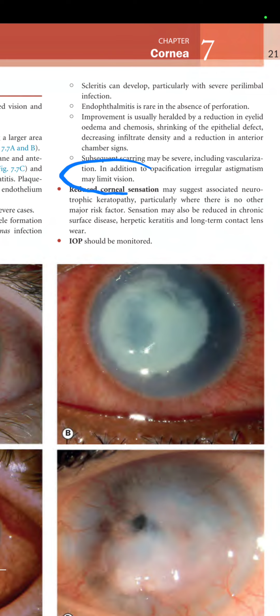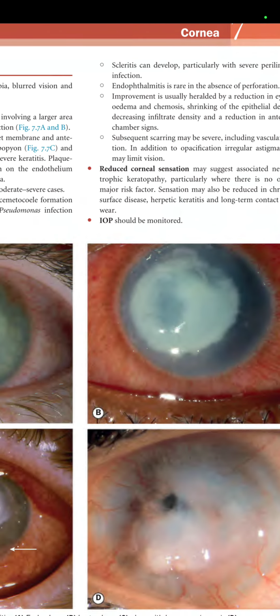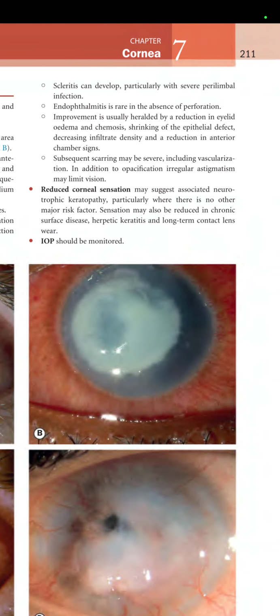Basically, reduced corneal sensation is seen in viral keratitis. But if there is reduced corneal sensation in bacterial keratitis, it may suggest a neurotrophic keratopathy. What is neurotrophic keratopathy? It is when there was an ulcer due to bacterial keratitis, but now the bacteria have been removed because of the use of antibiotics.